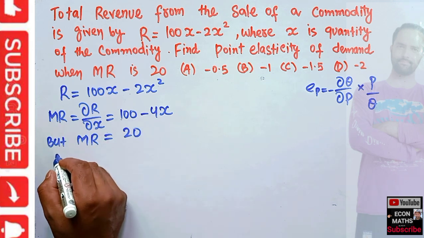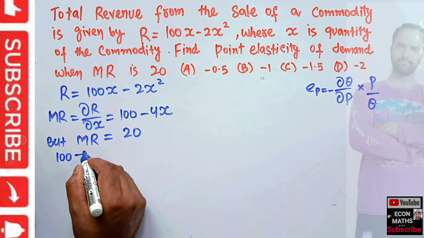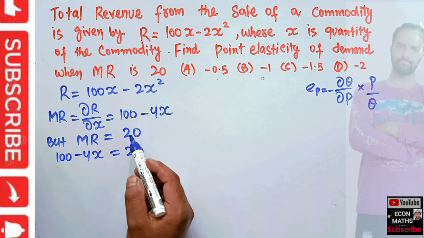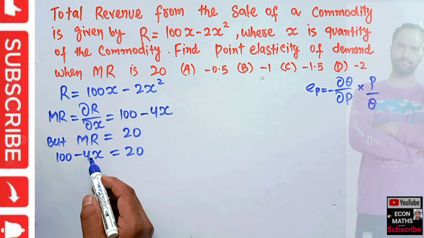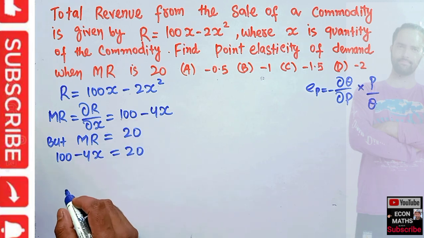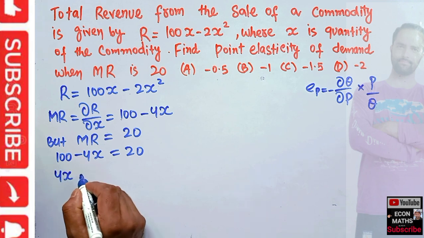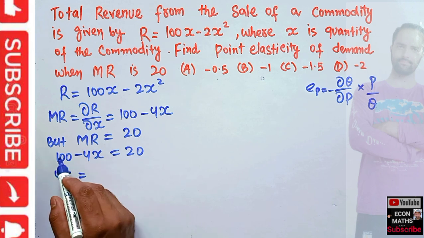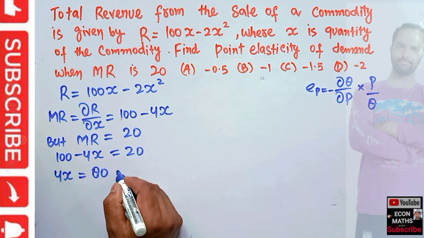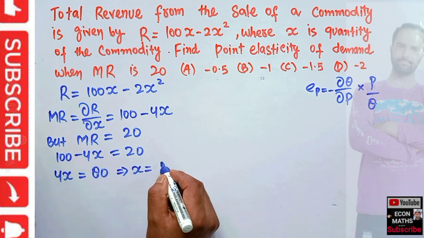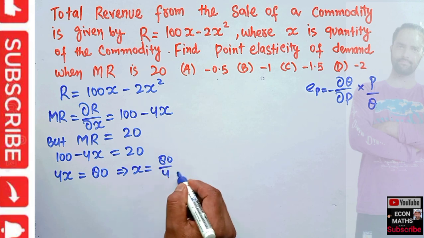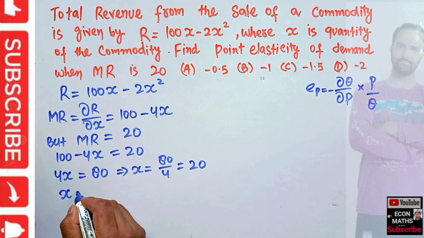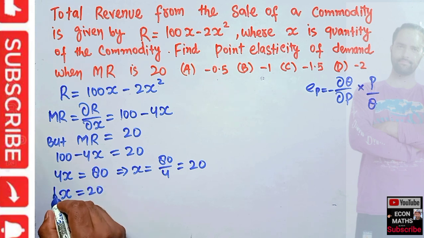Then that means 100 minus 4x should be equal to 20. Solve for x here. 4x will be equal to 100 minus 20, which comes out to be 80, which implies x will be equal to 80 upon 4, which gives us 20 as output. So our output will be equal to 20.